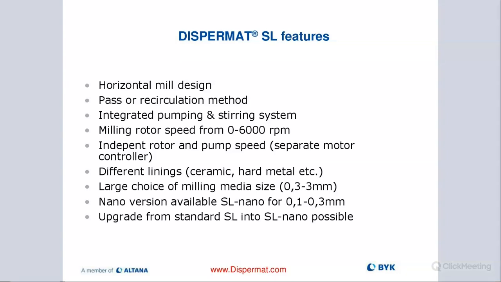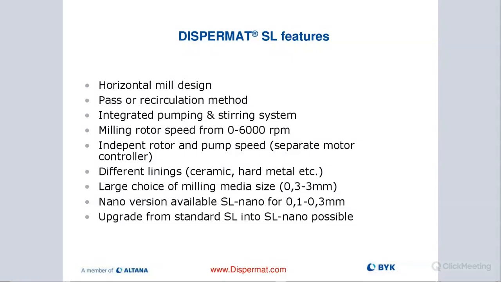They can go up to 6,000 RPM. We can independently regulate the rotor and the pump speed. And there are different materials available. Again, you would have cross-contamination issues if you wanted to produce a white mill base and you used stainless steel. So I recommend using ceramic or anything of that nature for very abrasive materials. You can also use hard metal. We have a large choice of different media sizes for the standard configuration. And on the nano version, we can go down to 0.1 millimeters and up to 0.3 with the nano kit.